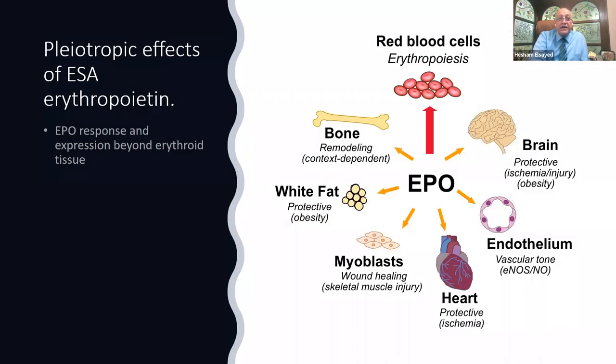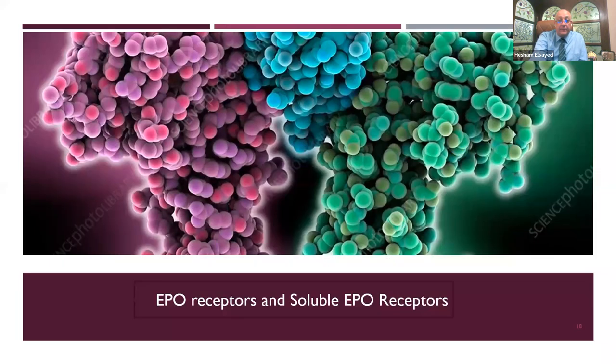EPO also has a pleiotropic effect on organs other than the red blood cells. We have erythropoiesis, and brain protection against ischemic injury, which is a target nowadays for treatment by hypoxia-inducible factor, to come later. It also affects vascular tone through nitric oxide, protects the heart against ischemia, and is involved in wound healing, white fat, and bone remodeling. So erythropoietin receptors are present in many organs other than the red blood cells in the bone marrow. It may have additional factors and additional effects.